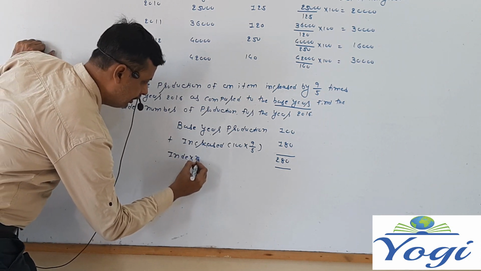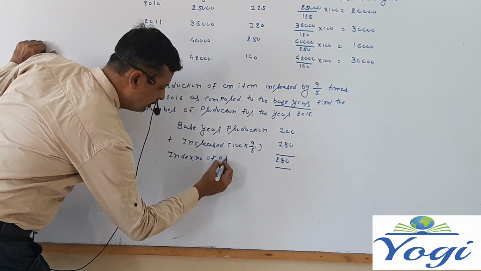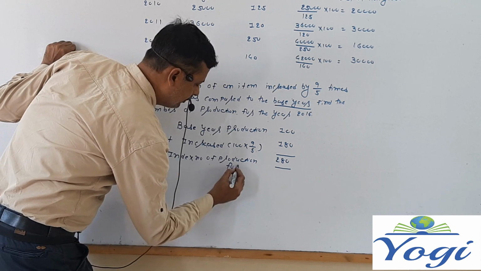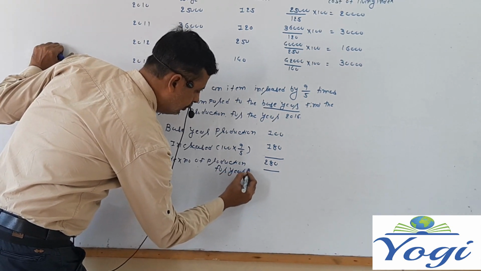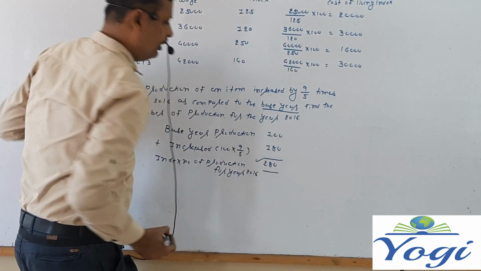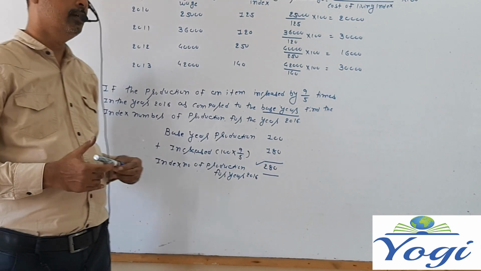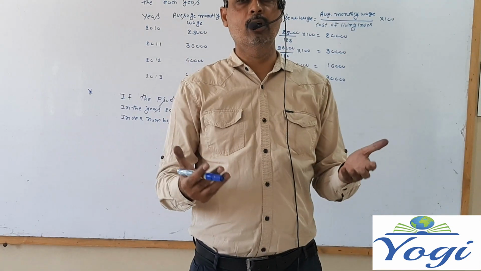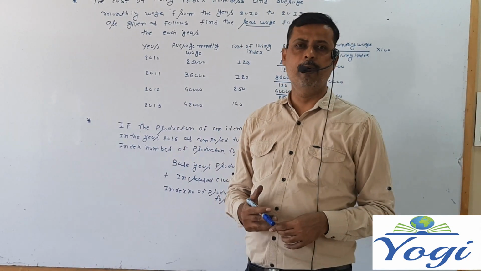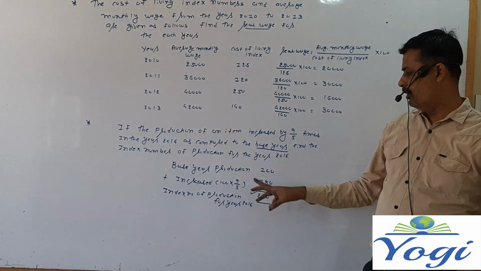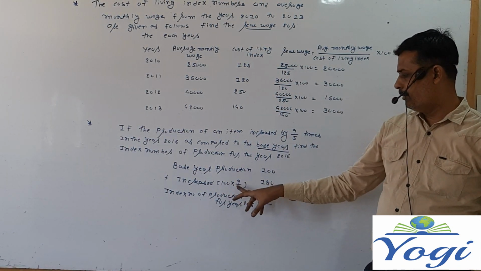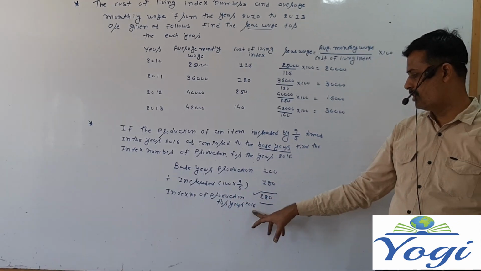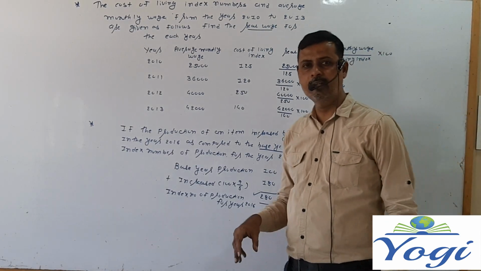So the index number of production for the year 2016 is 280. The base year index is 100, and in 2016 there is a 9 by 5 times increase. So 100 into 9 by 5 times increase is 180. So the index number for the year 2016 is 280.